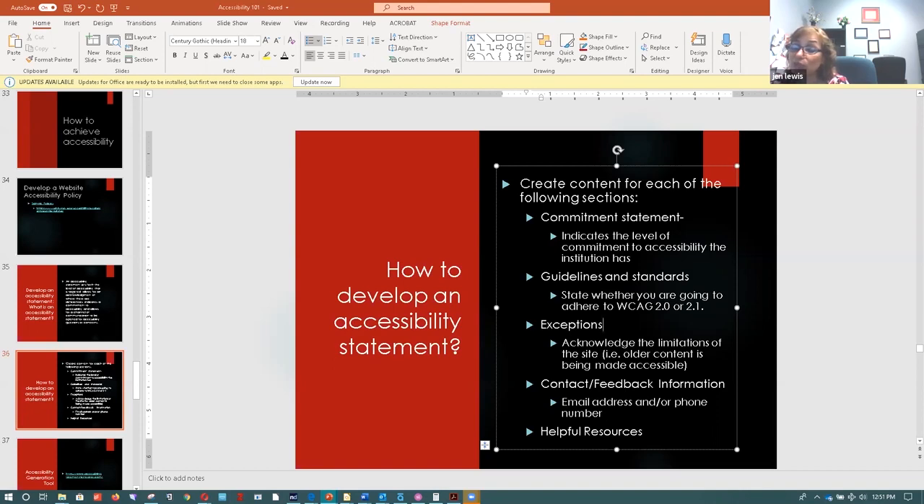And then, of course, you want to put in there who they contact with questions, comments, an email and/or a phone number. I recommend both, honestly, because again, the phone may be the better solution for the person. And then helpful resources tend to be included. So I'll show you an example here.